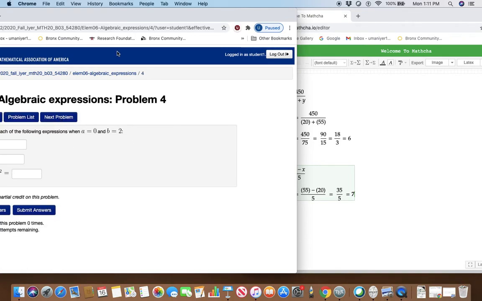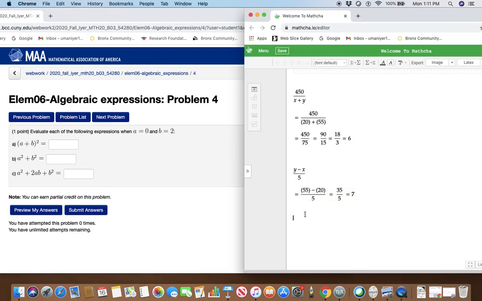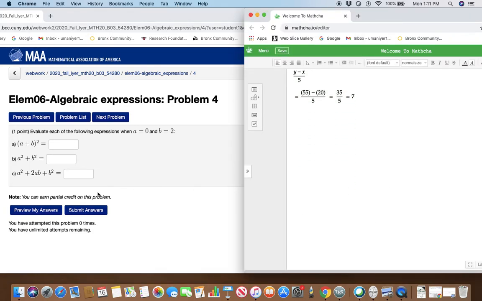Next problem. A plus b quantity squared. Okay. A is 0, b is 2. So that is parentheses first. 0 plus 2 is 2 power 2. That is 2 times 2. That's a 4.